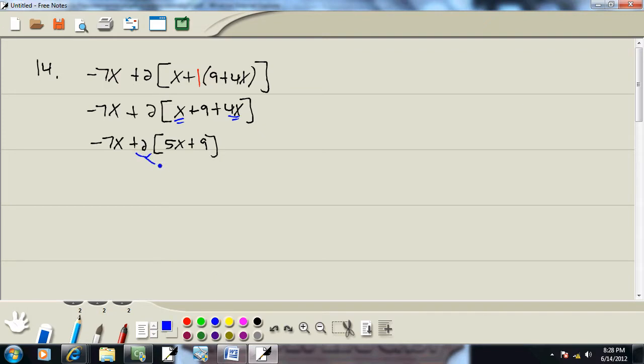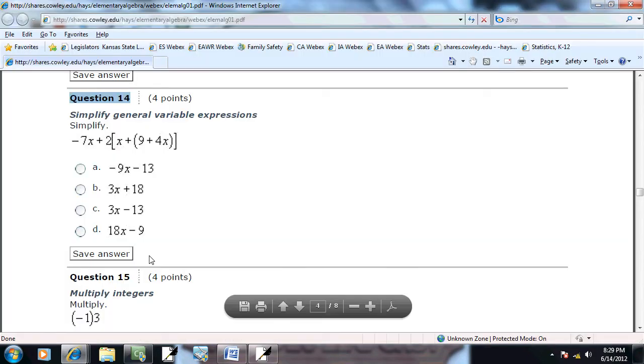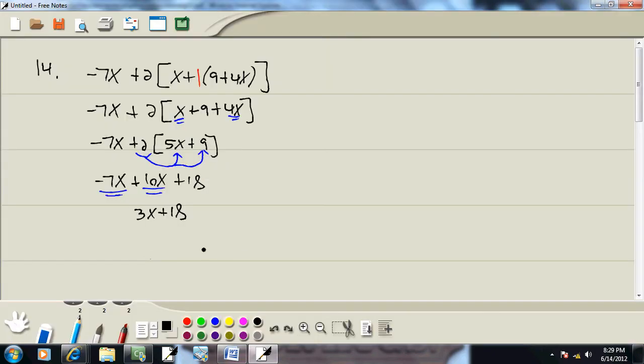Well, here I have 2, and I'm going to multiply it times everything inside. Multiplication. Negative 7x just carries down. 2 times 5x is 10x. 2 times 9 gives us 18. There's no more multiplication division, so Aunt Sally, addition and subtraction. Well, we got like terms. Negative 7x plus 10x gives us 3x. So we got 3x plus 18, which matches B, as in Bill.